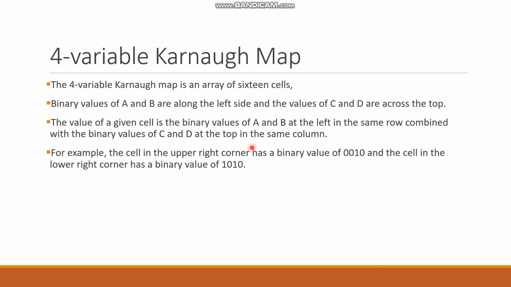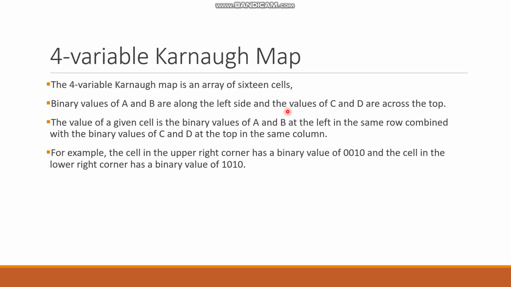So how about 16 cells, or 4 bits, or 4 inputs in a Boolean expression? The number of inputs is going to be 4: A, B, C, and D, and 2 to the power 4 is going to be 16 cells.